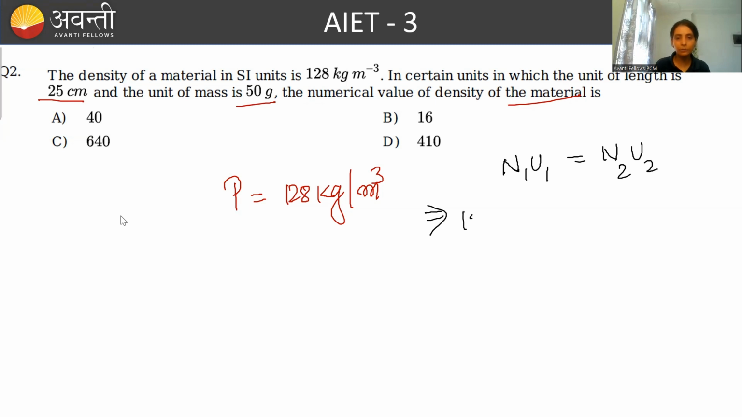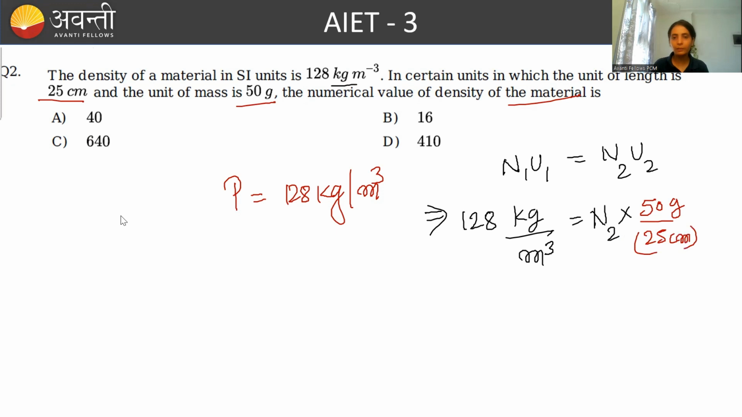So its value is 128 in the first unit, and its unit is kg per meter cube. And in the second, we don't know the numerical value. We have to find it out. So N2 and U2, how much is U2? U2 is given in terms of mass. Mass we need to write. And here the unit of mass is 50 gram, and the unit of length is 25 centimeter. So you write it like this.